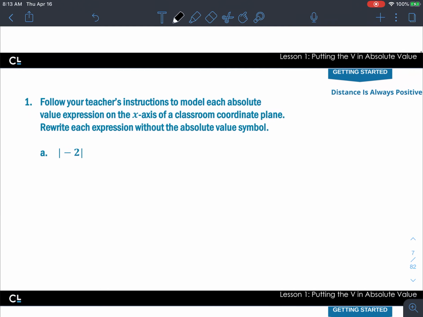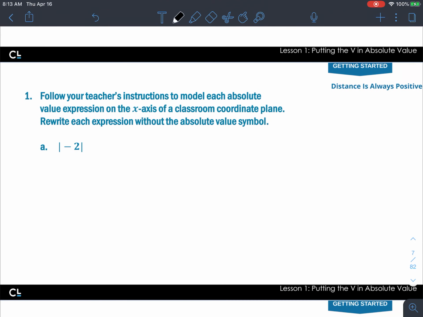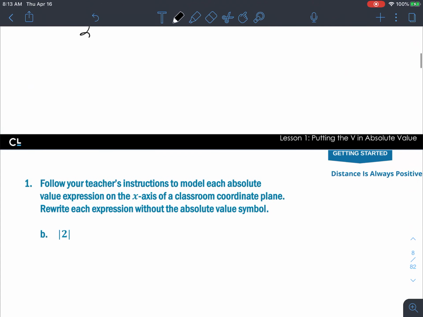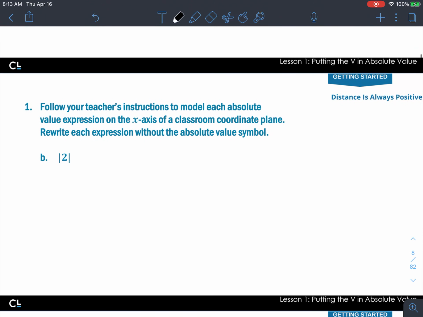Follow your teacher's instructions to model each absolute value expression on the x-axis of a classroom coordinate plane. Rewrite each expression without the absolute value symbol. So essentially what that means is when a number is negative and you take the absolute value, it turns positive. So this ends up turning into 2. Problem B stays as 2 because it just stays positive. So it always goes positive.